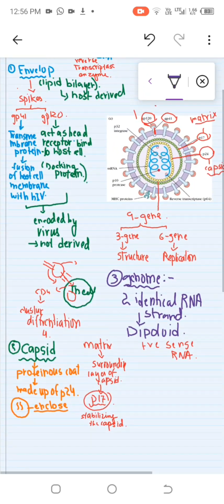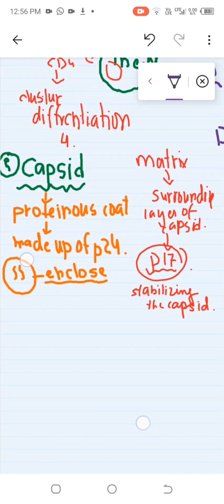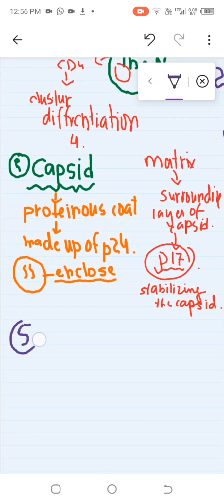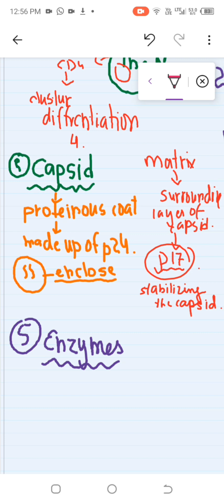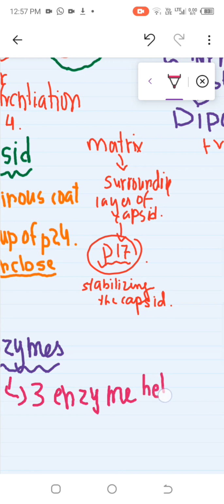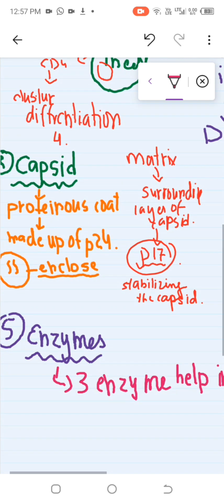Now if I go with enzymes, which enzymes are present here? So now let's see the enzymes. Fifth, we have enzymes. HIV contains three enzymes of its own which help in replication. HIV के पास अपने तीन enzymes होते हैं जो replication में help करवाते हैं. Three enzymes help in replication.